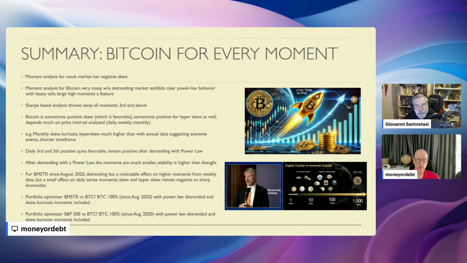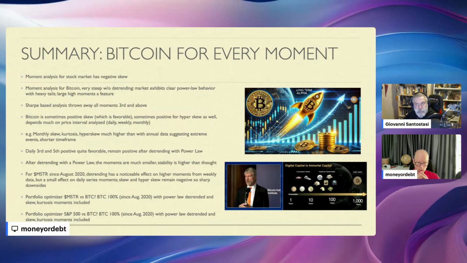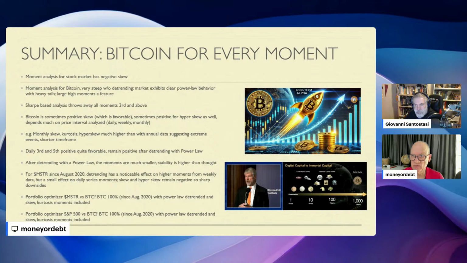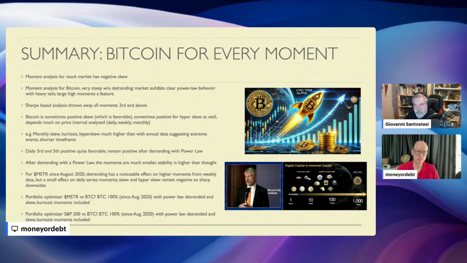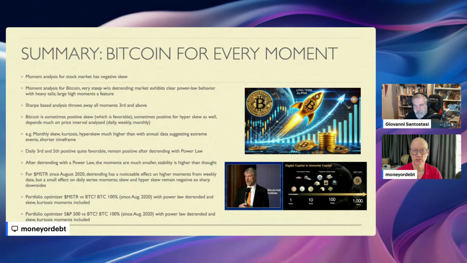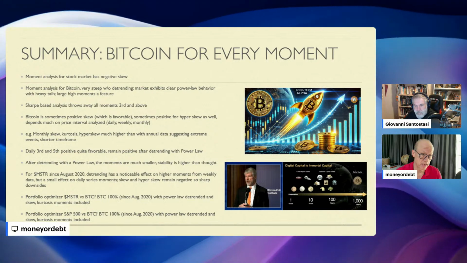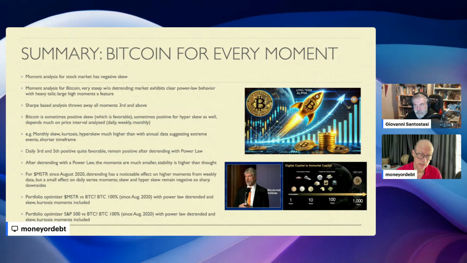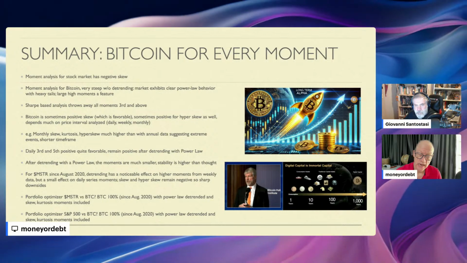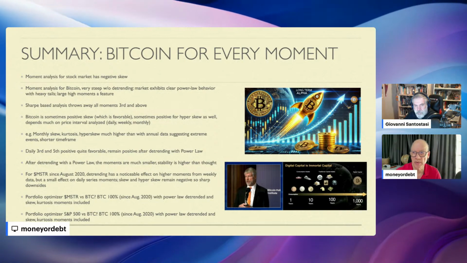Okay, so summarizing, analyzing the higher moments of Bitcoin and always keeping the power law in mind. The moment analysis for the stock market is negative skew. For Bitcoin, it is very steep before you detrend with the power law, if you use just the traditional daily variations, etc. But we know the market exhibits clear power law behavior with heavy tails, and the actual residual analysis daily and the higher moments that you measure actually get interpreted as indicating this power law behavior.